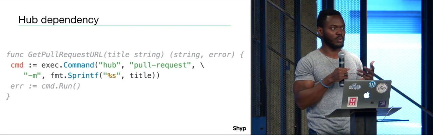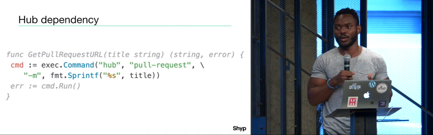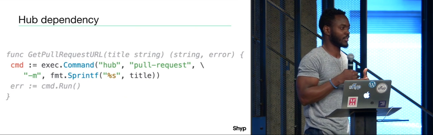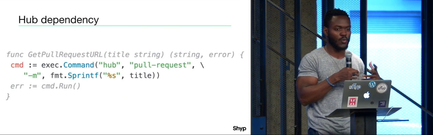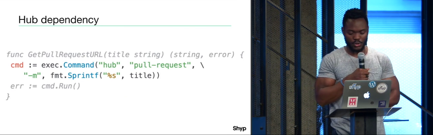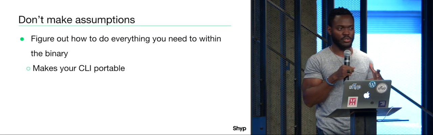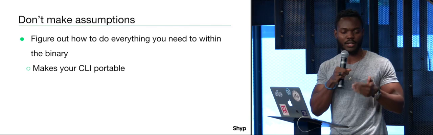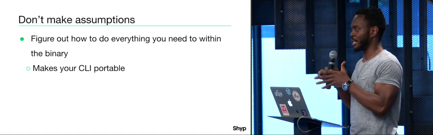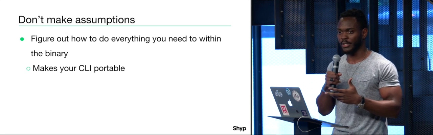So if you think about a tool like this, if we released this to anybody that didn't have Hub, or created some fancy things that installed Hub on your system, that's kind of unacceptable, right? People don't want you to install extra things onto their computers. That's not the way to do it. So a pro tip when you're making something like this is to try not to make any assumptions about your user's system, right? Figure out how to do everything you want to do within the binary itself. It makes your CLI extremely portable and allows you to just drag and drop to anybody's system, and they can just use it very easily.